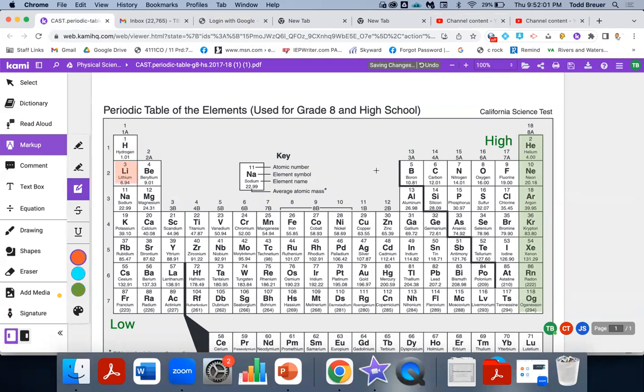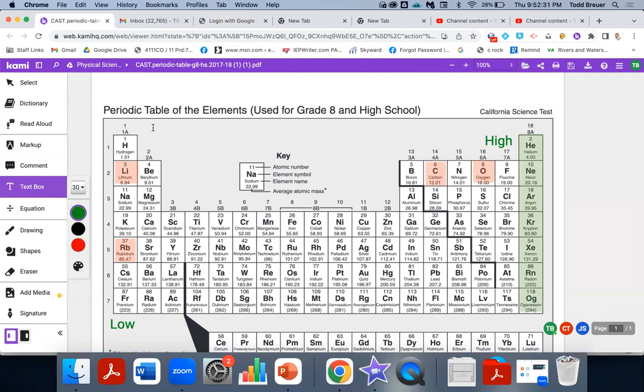So let's say we pick lithium, oxygen, rubidium, and maybe, I don't know, how about carbon. And we want to compare these in ionization energy in increasing order. So from lowest to highest is basically what that means.